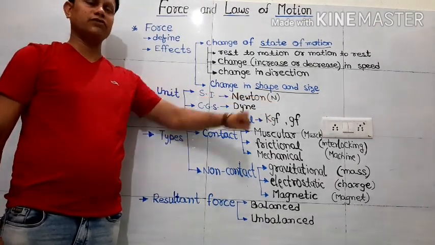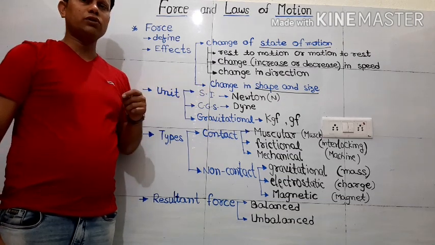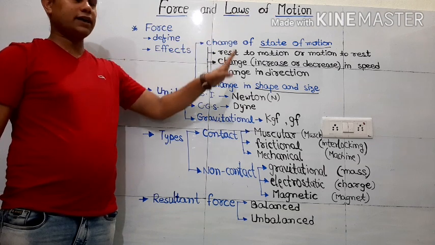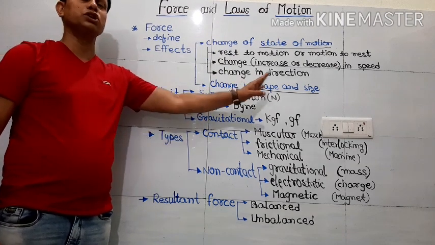Capital N is the symbol of that. What is the definition of 1 Newton? That we will come to know when we study the second law of motion. Right now, the SI unit we have to understand is Newton.